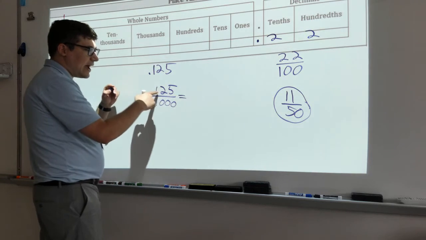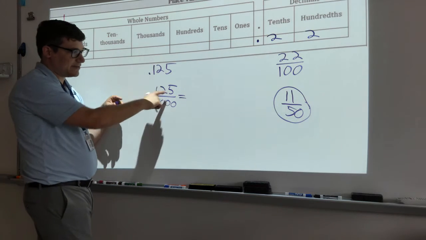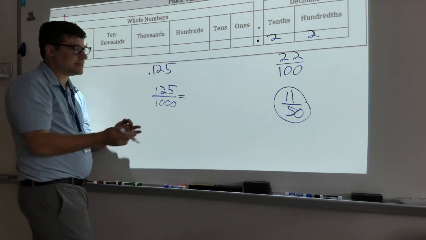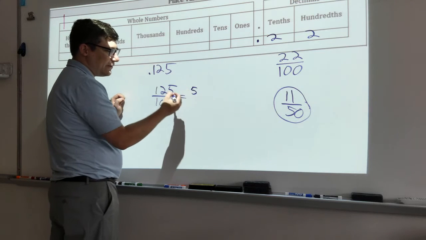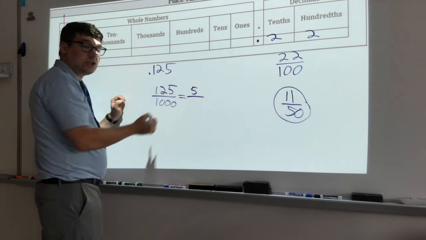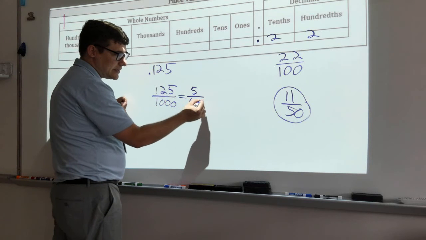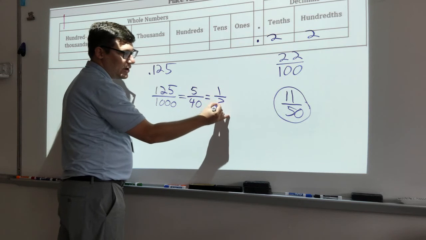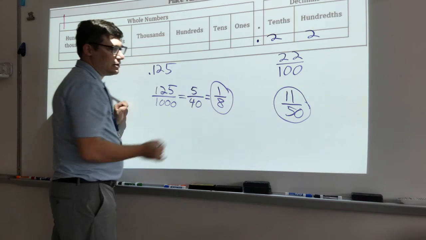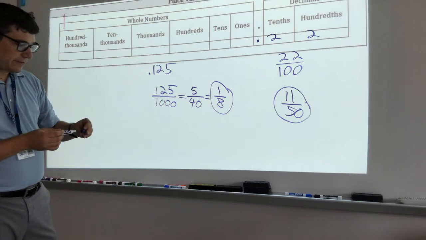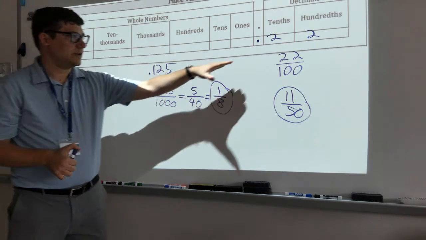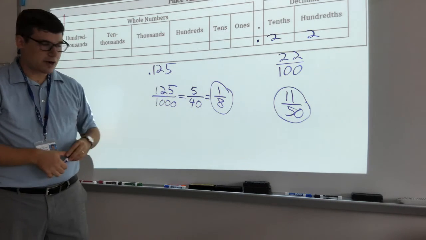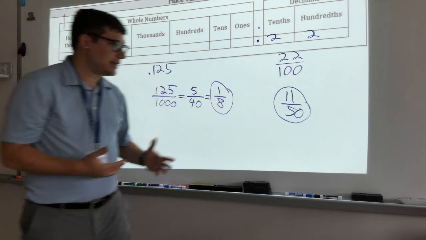Let's take a look at this. Now, instead of just trying to cut something in half, especially because this is odd, I'm noticing 125. I know that 25 goes into that. 25 goes into 125 5 times. Goes into 1,000 40 times. I can even reduce this further. This would end up being 1/8. Right? So when you have a terminating decimal, you can put it over however many digits there are. That's how many zeros there are. And reduce.